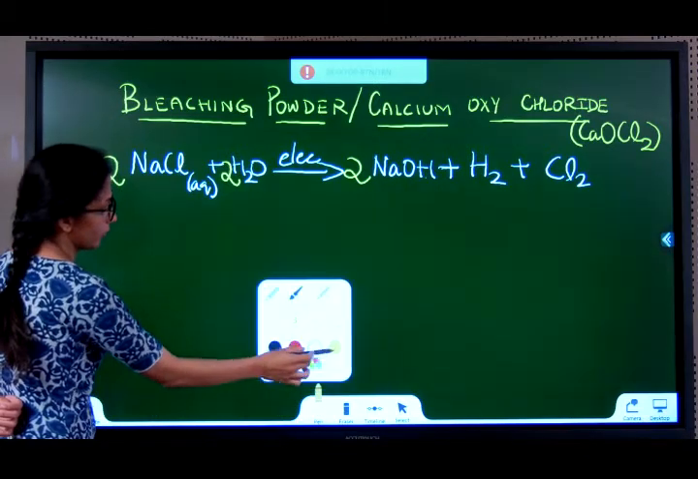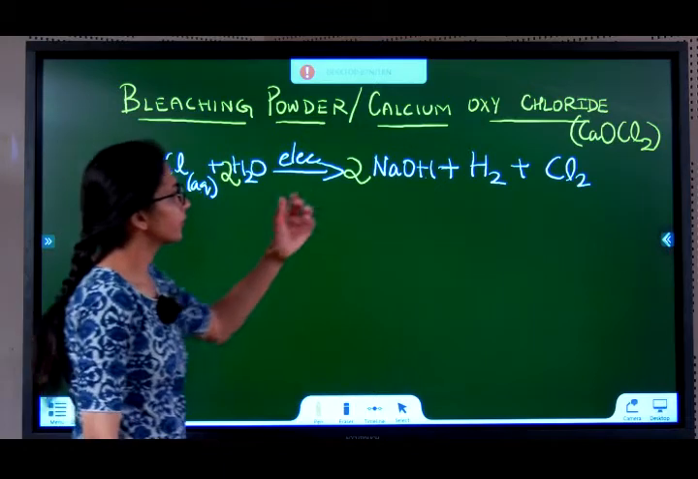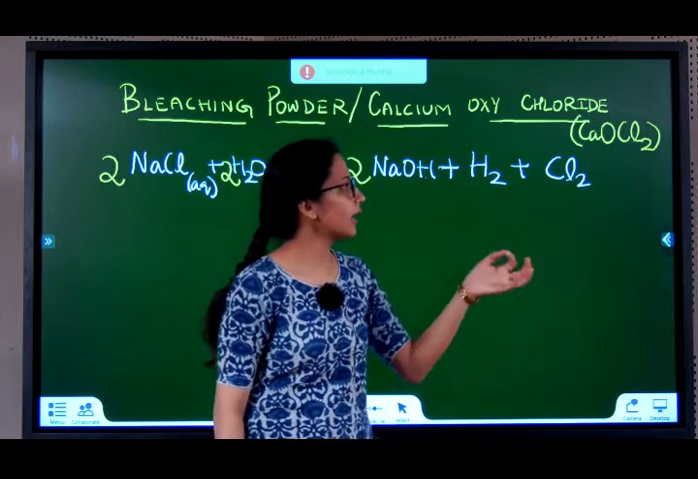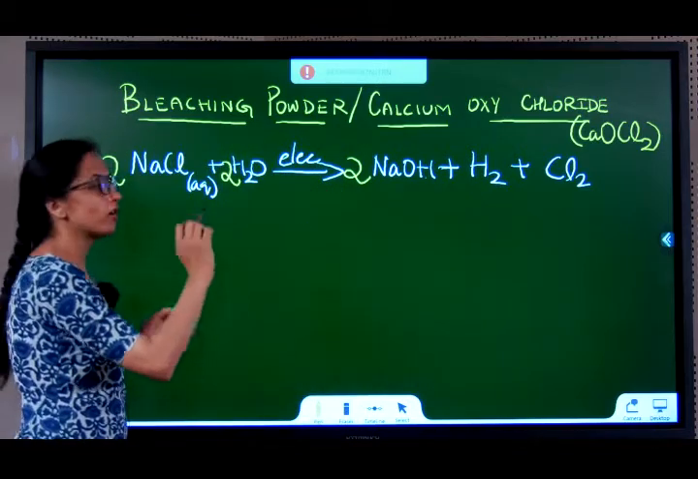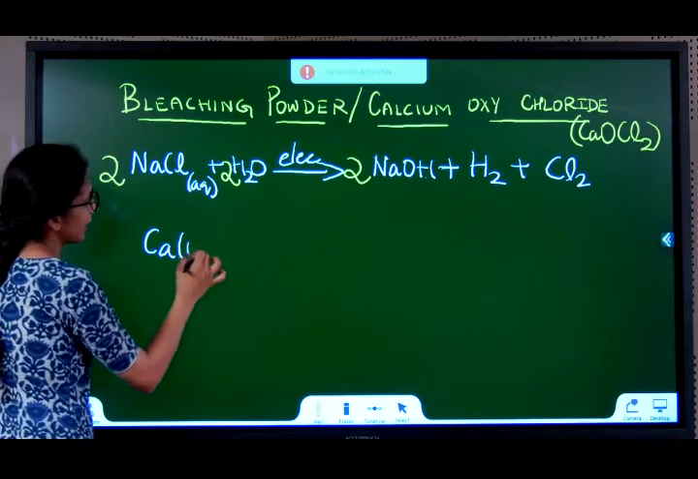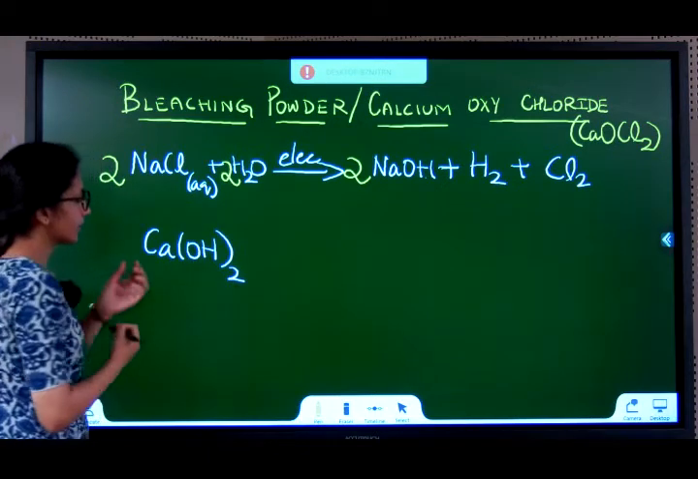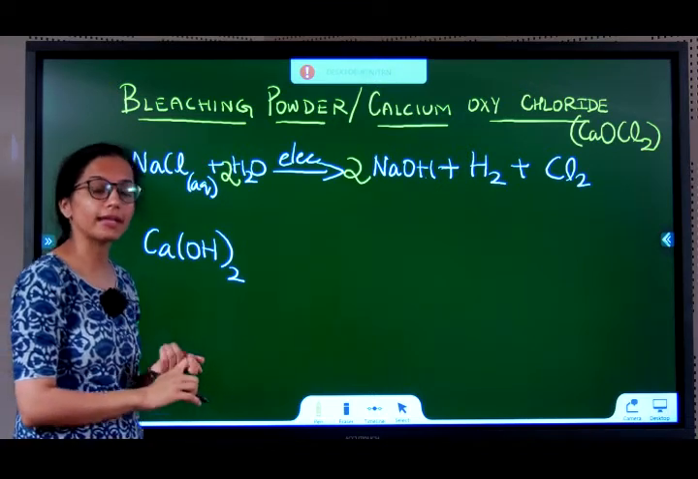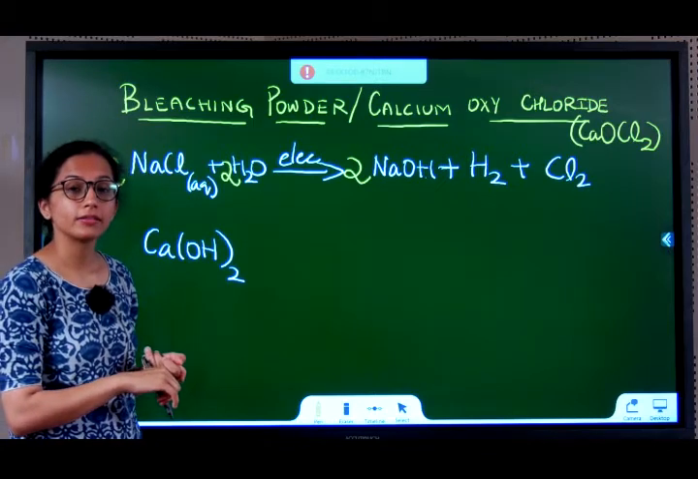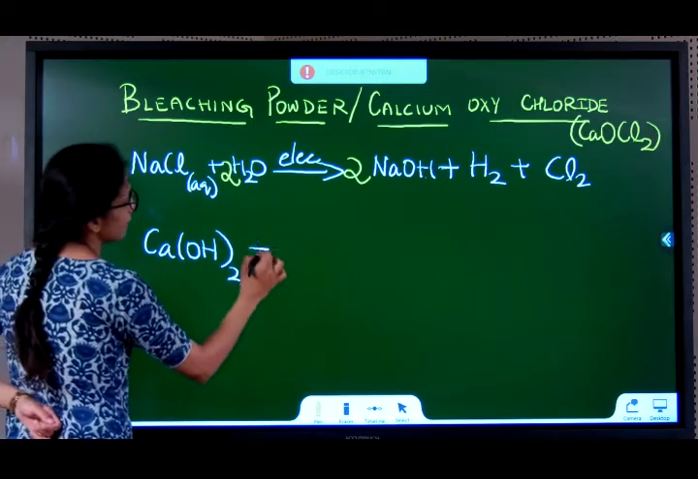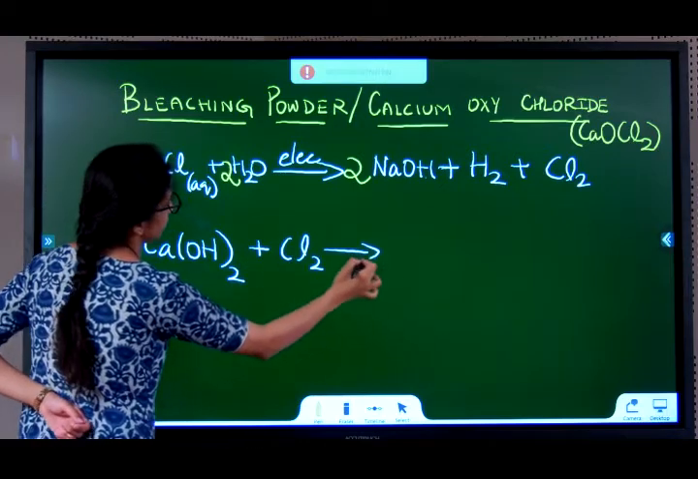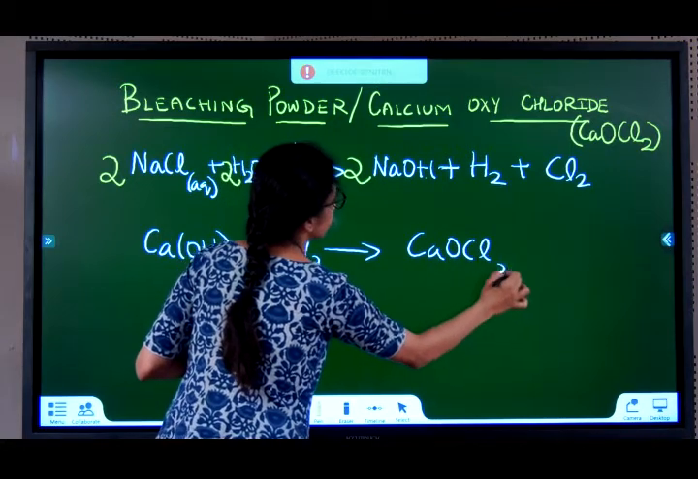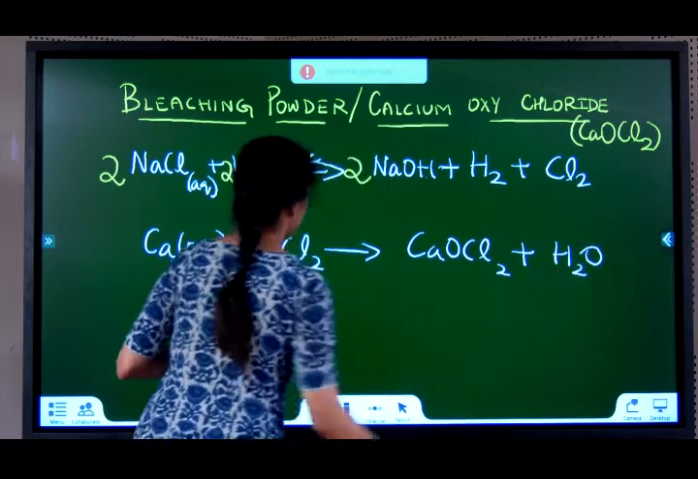Okay, so now what we are going to do is, we have got chlorine gas. I want to prepare CaOCl2. So now I will pass chlorine gas on dry slaked lime. What is slaked lime? Calcium hydroxide is slaked lime. Calcium oxide, quicklime. Calcium carbonate, limestone. So if I pass chlorine gas on this, I get calcium oxychloride along with water. Check if it's balanced.